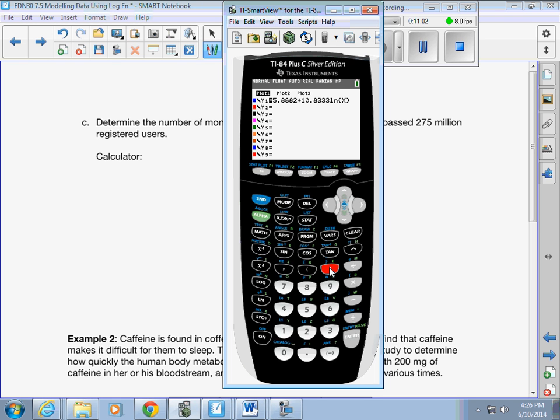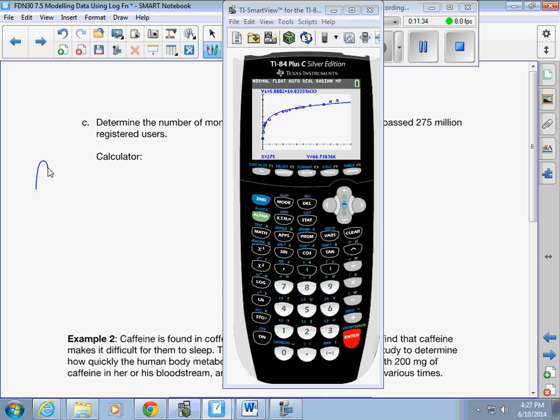So now you could graph it if you want, but let's just go to calculating. So calculate, I want when my x is equal to, so I'm on the wrong paper here, x is equal to 275 million users. So y is equal to 66.7, so basically 67 months.